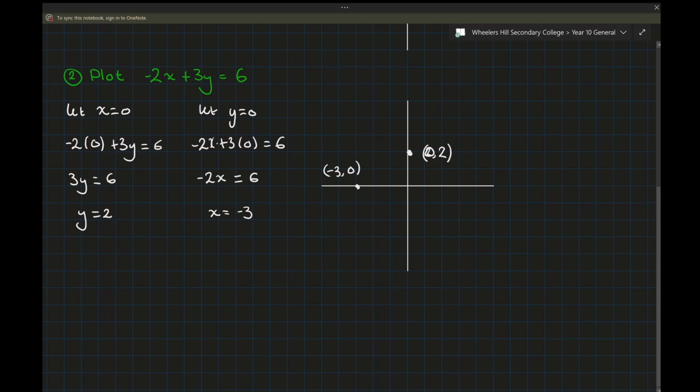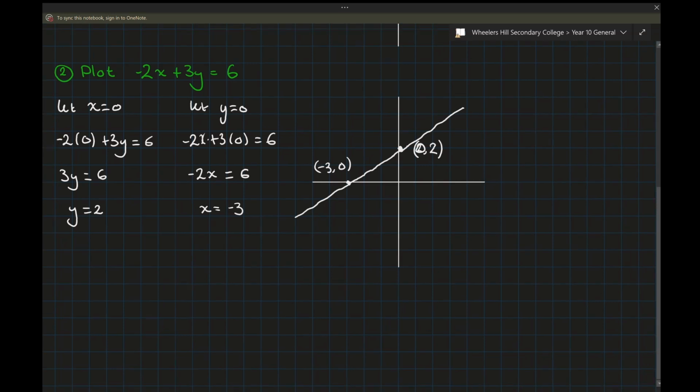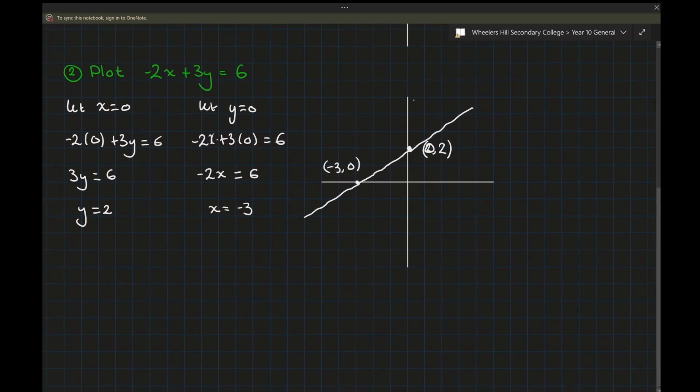You can now draw your straight line between those 2 points. And there is your graph. Don't forget to label your x and y axes appropriately.